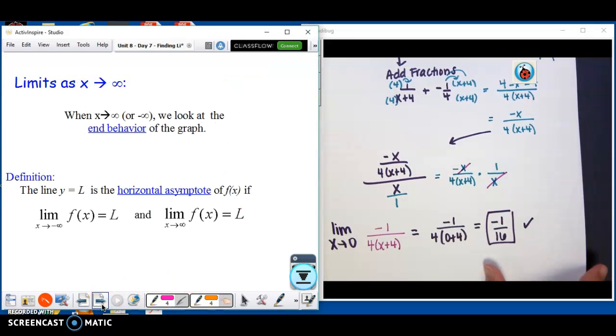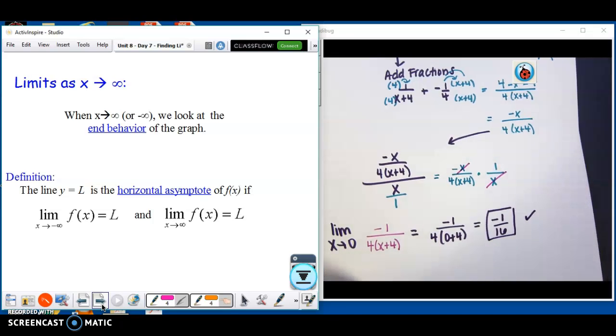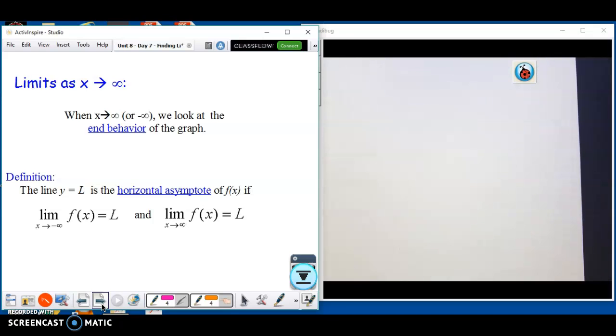Okay, so moving on. Now we're going to be looking at limits as x approaches infinity. So instead of x approaching a number, it's going to say x approaches infinity. When x approaches infinity or negative infinity, it doesn't matter which one, you're going to be looking at the end behavior, what happens at the end of the graphs. If the line y equals L is a horizontal asymptote, then the limit as x approaches negative infinity or positive infinity should be that horizontal asymptote.